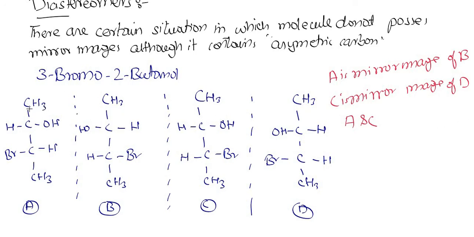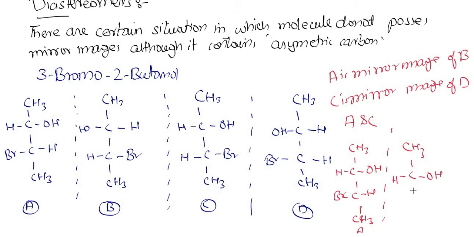Here you can see this is your CH3, COH. Let me write it, it will be easy for you. CH3, OH, H, Br, CH3, it is A. And when we compare it with C, what is the C image? It is CH3, OH, H, C, Br, H, CH3. Now you clearly understand A and C are neither superimposable images nor mirror images, so these compounds are called diastereomers.